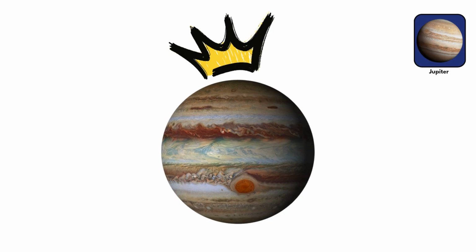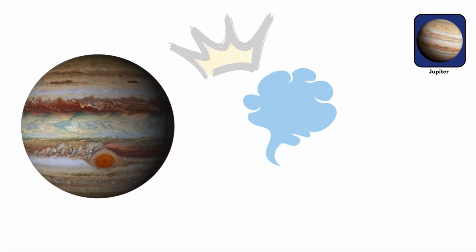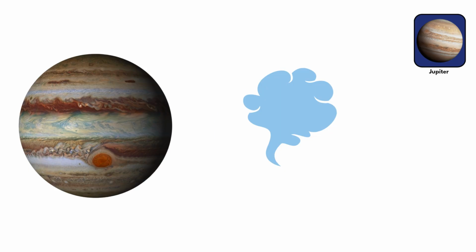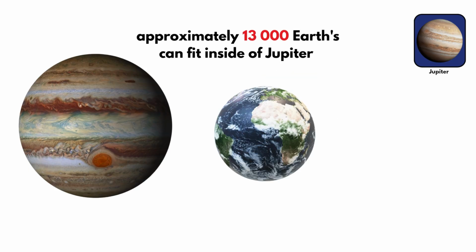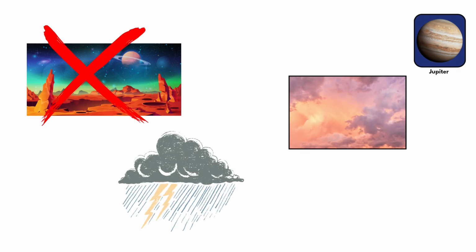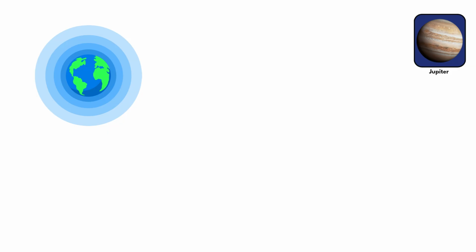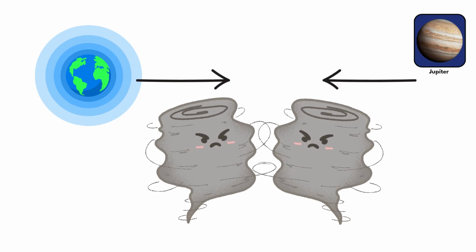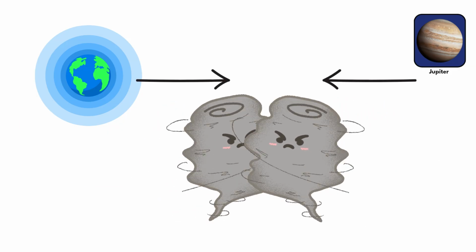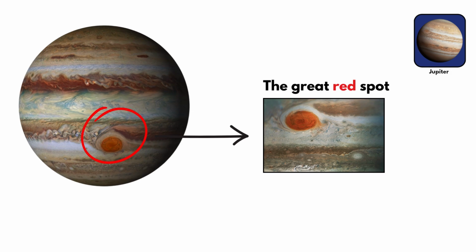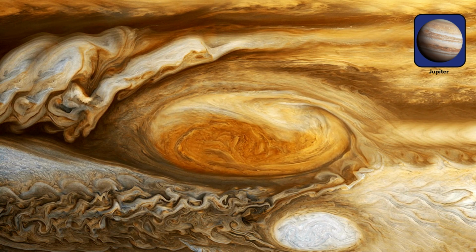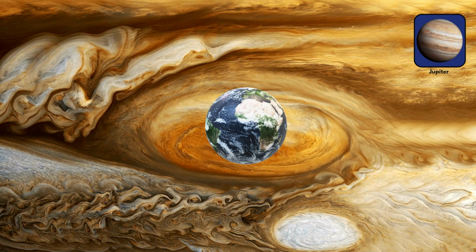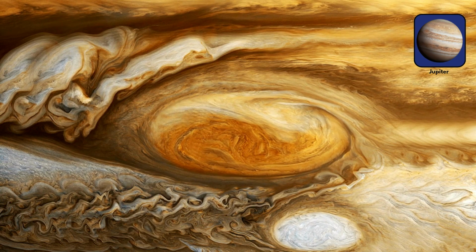Jupiter, the king of the solar system, a swirling giant made of gas, big enough to hold 1,300 Earths. This beast doesn't have a solid surface, just layers of clouds and storms. Its atmosphere is striped with violent wind bands, spinning in opposite directions, crashing into each other, fueling chaos. And at its heart, the Great Red Spot, a storm so massive, it could swallow Earth whole. And it's been raging for centuries.